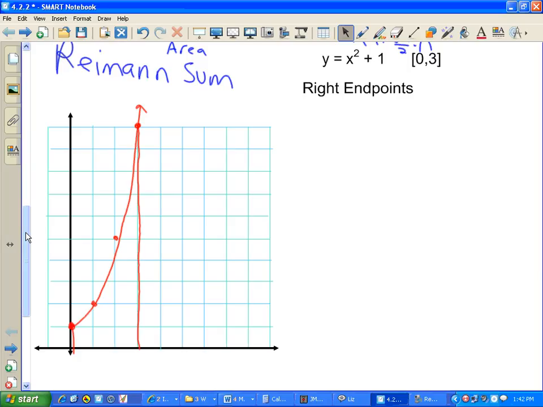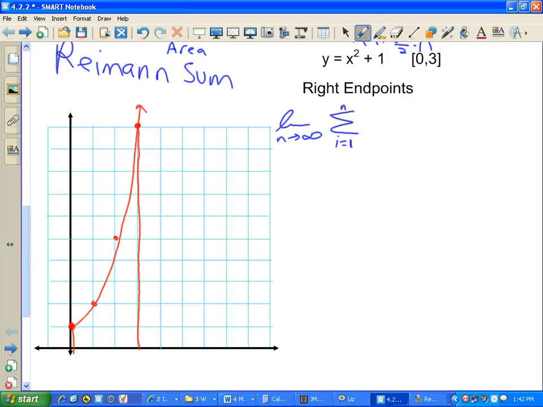So I'm going to set up my Riemann sum using right endpoints, because with right endpoints, I don't have to worry about that i minus 1 term. So my Riemann sum, I'm going to take the limit as my rectangles approach an infinite number, of the sum, so I'm going to be adding up all the areas of my rectangles as i goes from the first rectangle up to the last rectangle.